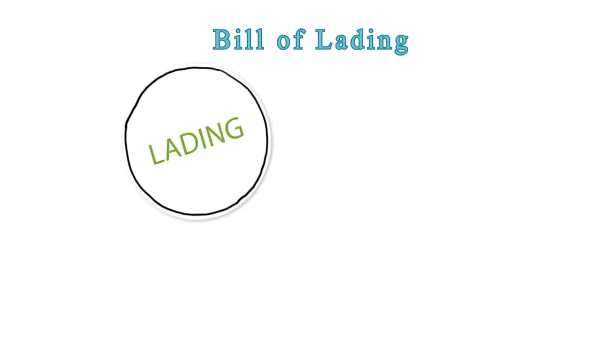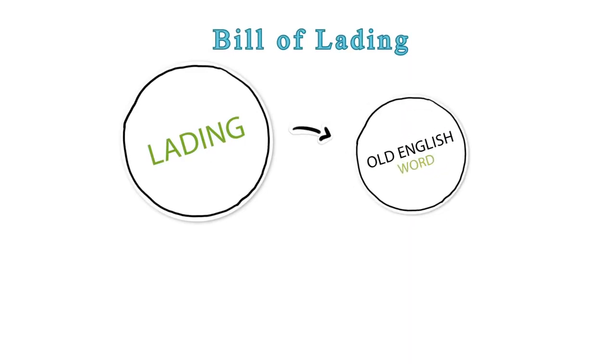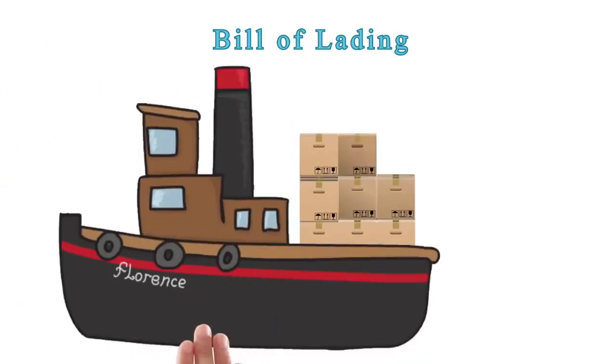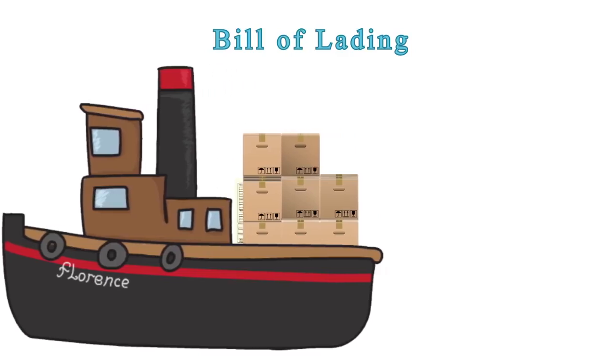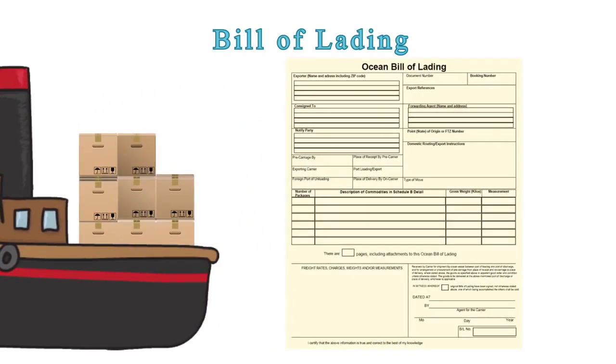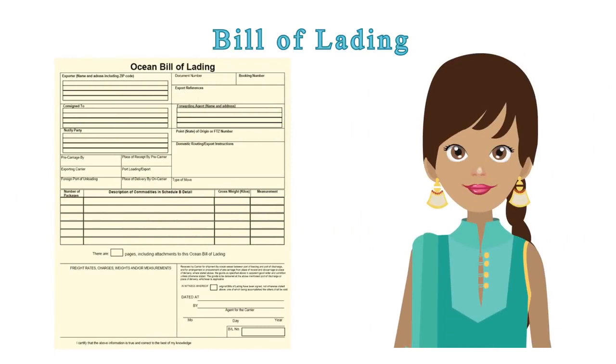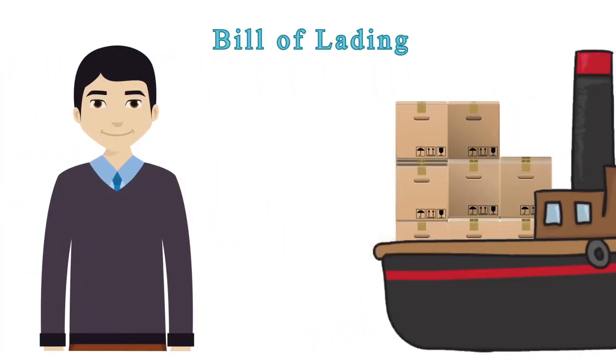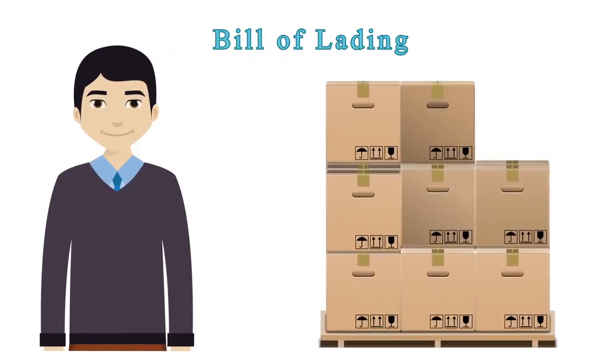Bill of lading. The word lading is derived from an Old English word and simply means loading. Bill of lading is issued by the carrier vessel after the goods are loaded. It specifies the details of the shipment and the title of ownership of the goods, which would depend on the INCO terms, etc. Bill of lading is the most important document for Niku, as she has to give it to the buyer for her goods so that the buyer may claim the goods once they reach his place.